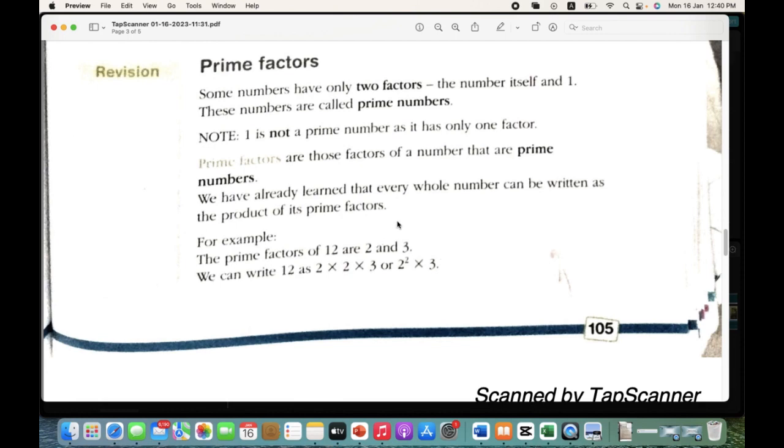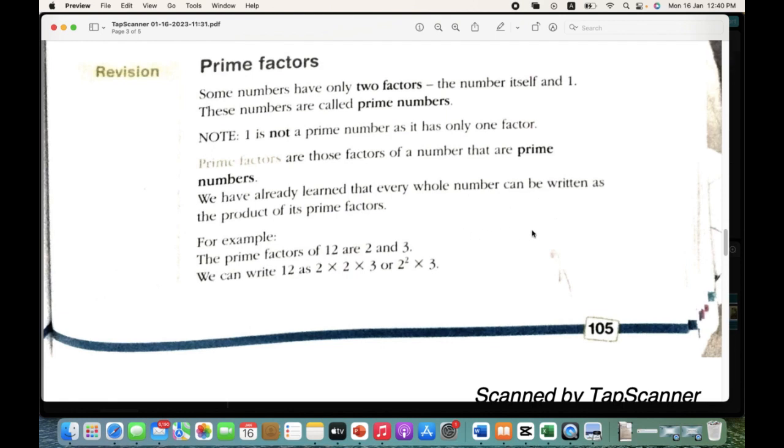And the prime factor, how do you get the prime factor? Break 12 down. 2 into 12, you get 6. 2 into 6, you get 3. Then 3 into 3, you get 1. Meaning for 12, the factors are 2 times 2 times 3.